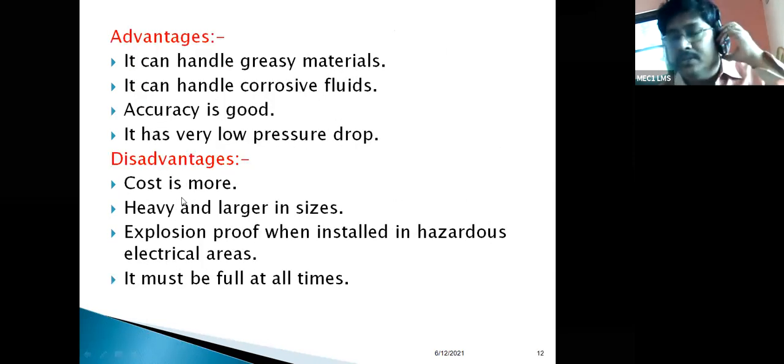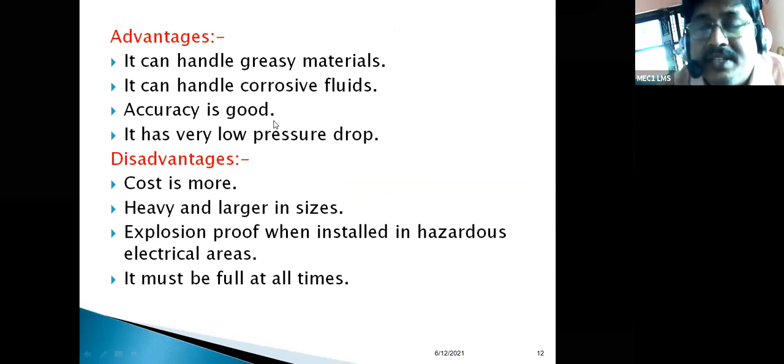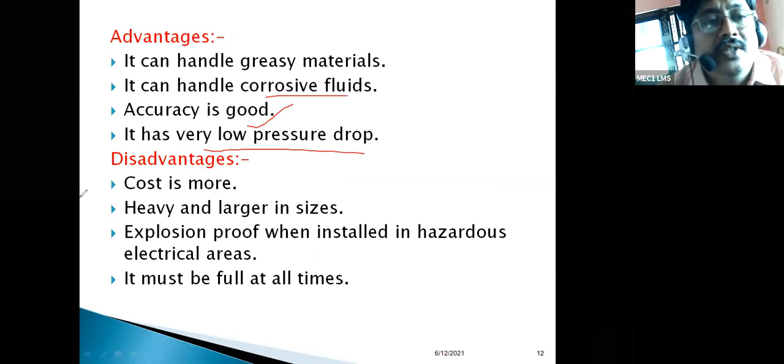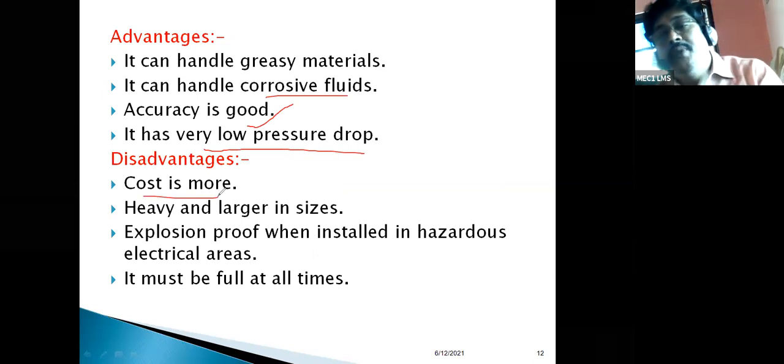And now the advantages. Here it can handle greasy materials, greasy flow, that means lubricants, maybe some liquid with more thickness. It also handles corrosive fluids, the accuracy is very good, and it has a very low pressure drop. And the disadvantages: the cost is more. In the rotometer, the cost is very low. It is also heavy and large in size; the device is very large.